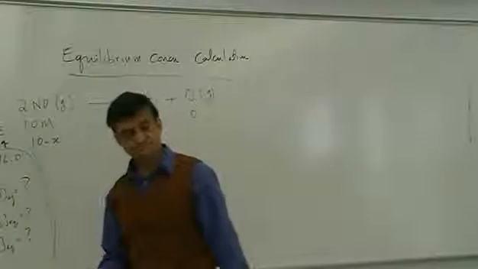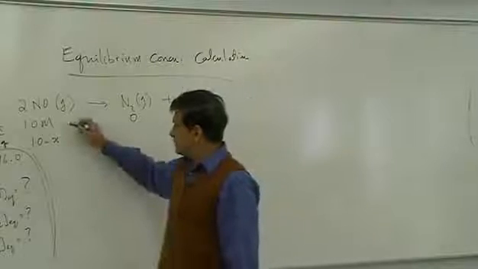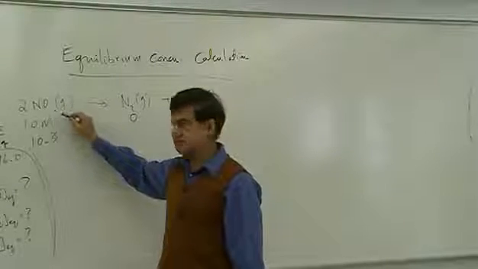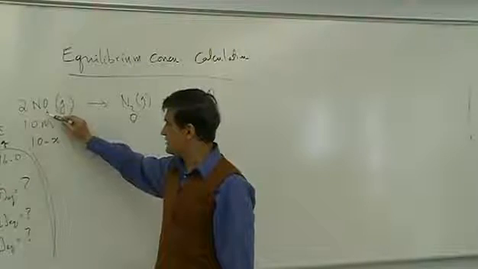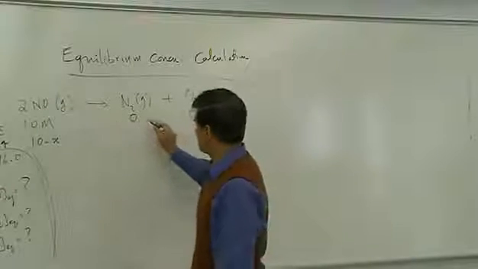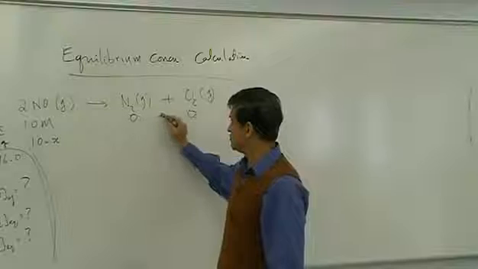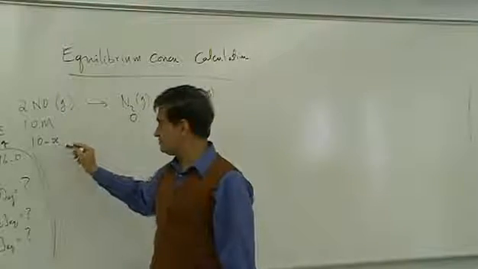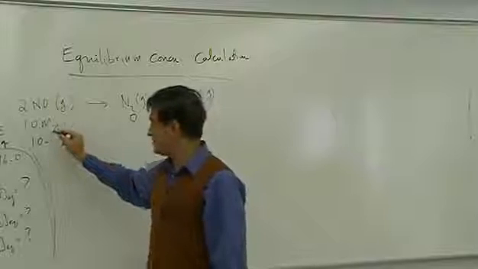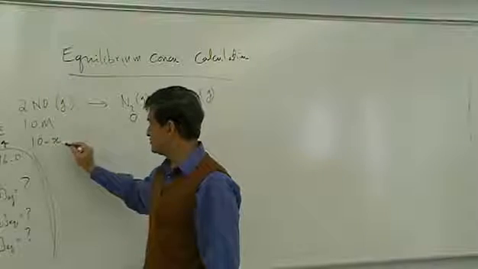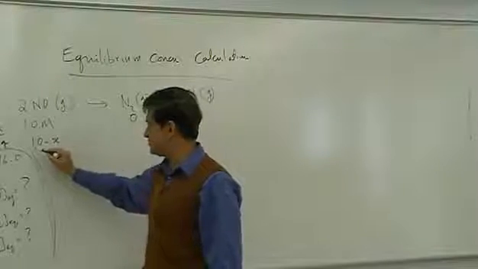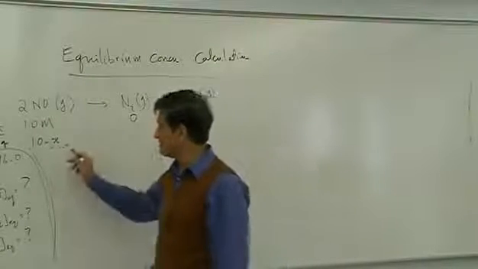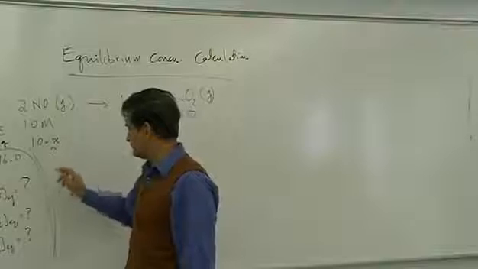Let me repeat this. This was the initial concentration. As reaction goes on, a part of this NO is going to react and is going to make N2 and O2. Since we don't know how much is breaking down, let's assume it's X. So X of NO is going to react, and that's why leftover is going to be 1.0 minus X. And that's going to be the equilibrium concentration for NO.